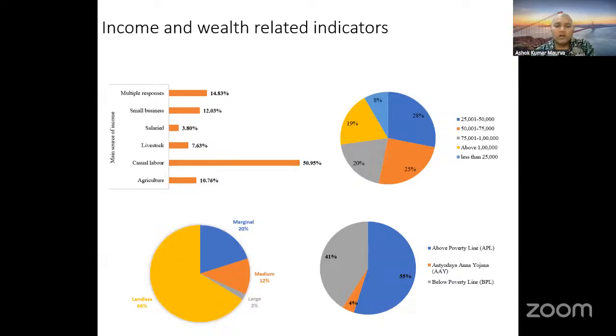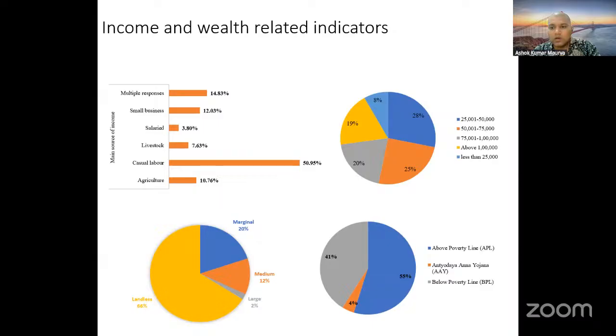And if you talk about other wealth and income indicators, around 51% people are engaged in casual labor. And if agriculture is 10%, then there are multiple sources; either they are working on a field and having their small shop, or working in some other field. So these are the income sources for the respondents. If you see their land structure, how ownership of land is, most, 66% of respondents, are landless, followed by the marginal and medium farmers.